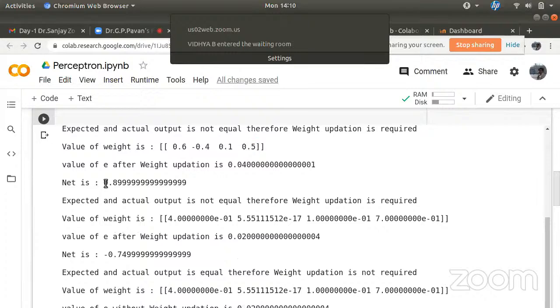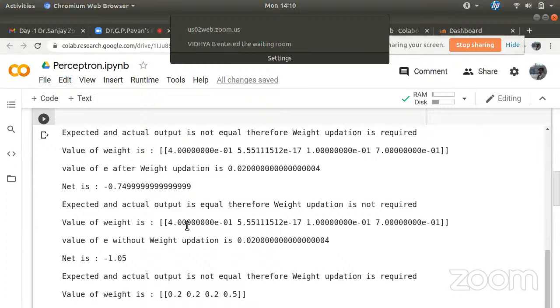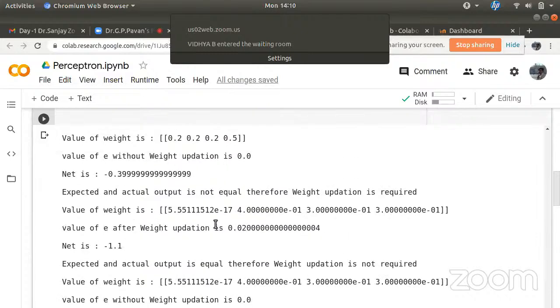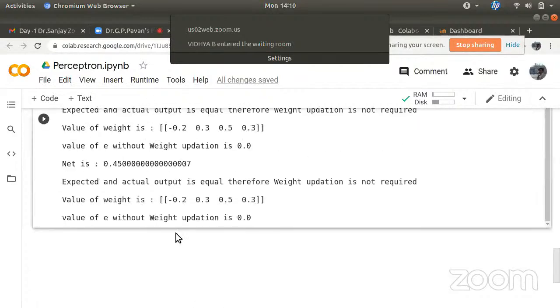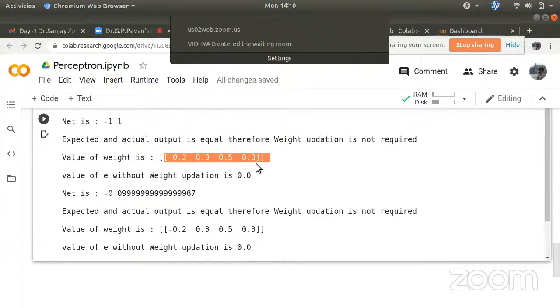Later, in step 4 there is a net value and weight updation took place. In step 5, net value, weight updation took place. This happens over multiple steps, and finally, when the program stops, you observe that there is no change in weight. Here no change in weight, here no change in weight. That means if you apply x1, x2, or x3, whatever you expected is happening.